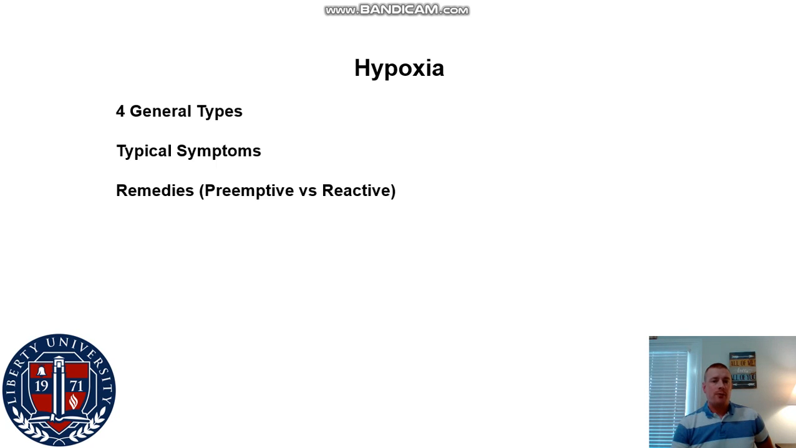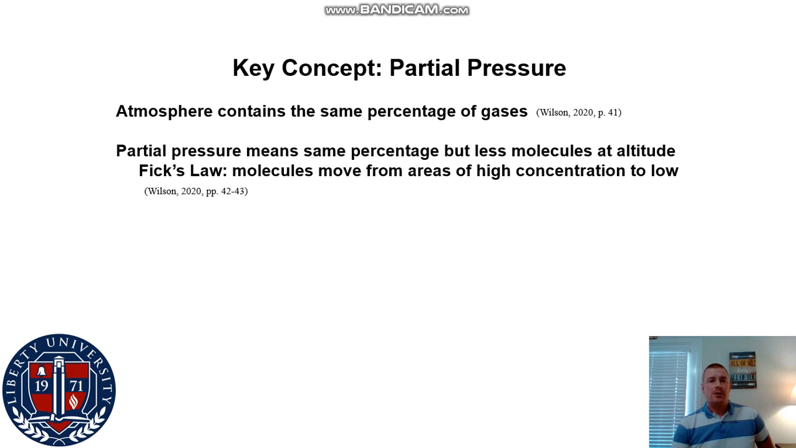I'll go over the four general types of hypoxia, the typical symptoms, as well as remedies, both preemptive and reactive. To understand hypoxia at altitude, we need to understand the concept of partial pressure. As we go up in the atmosphere, the percentage of the gases contained in the atmosphere remains the same. It's still 78% nitrogen, 21% oxygen.